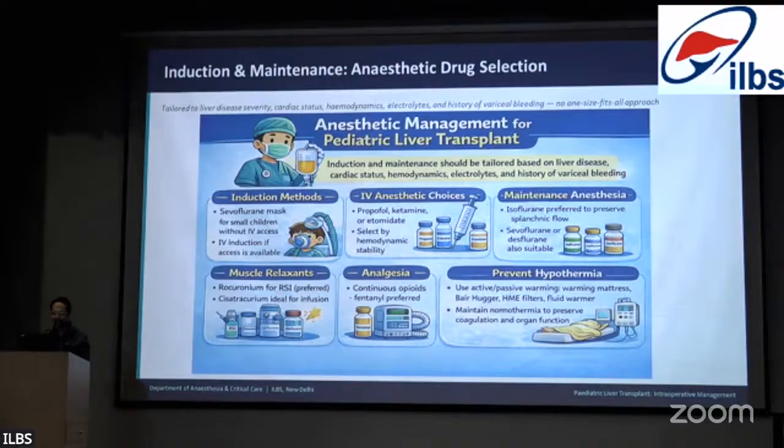Maintenance is generally done with sevoflurane anesthesia, which helps with early extubation. Muscle relaxation with cisatracurium is preferred, and for analgesia, a continuous opioid infusion of fentanyl. It is paramount to avoid hypothermia by using active and passive methods.